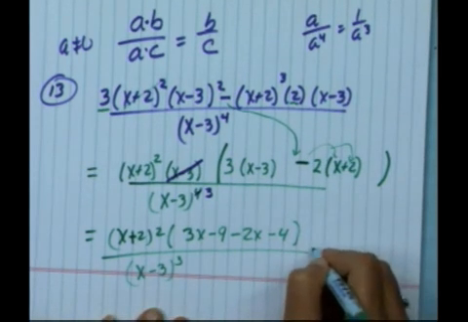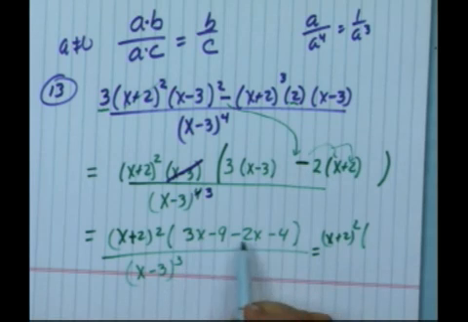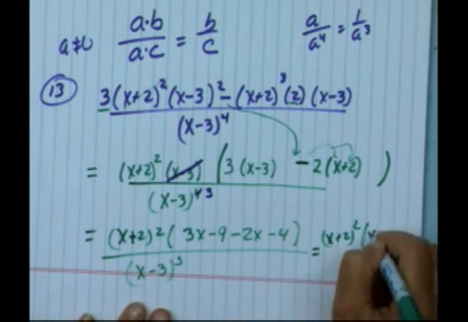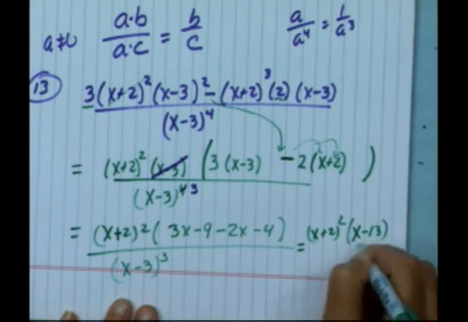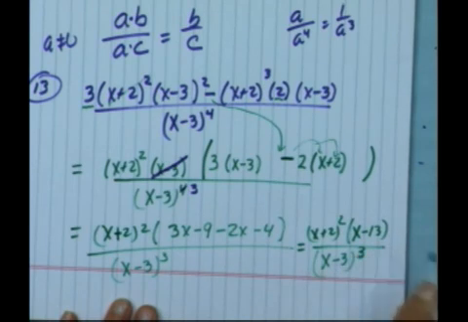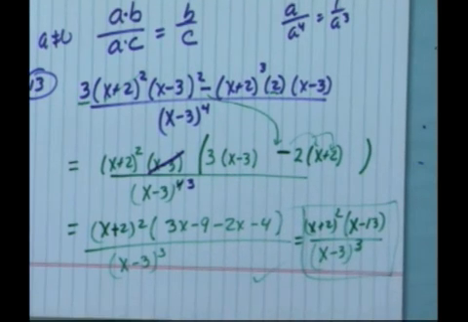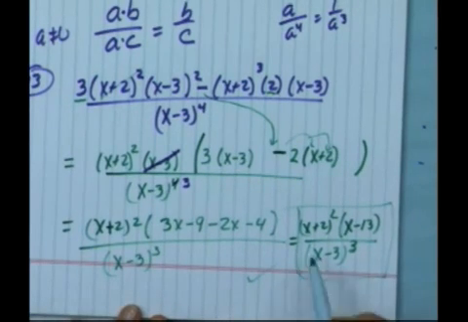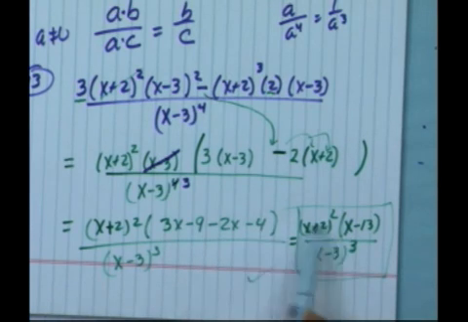All right, let's see what we got here. (x plus 2) quantity squared times 3x minus 2x, which is 1x, and negative 9 minus 4, which is negative 13, and all of this is over (x minus 3) cubed. We are so happy because we have completely factored and simplified. I've got everything written as a product. It looks worse than what it is, wouldn't you agree?